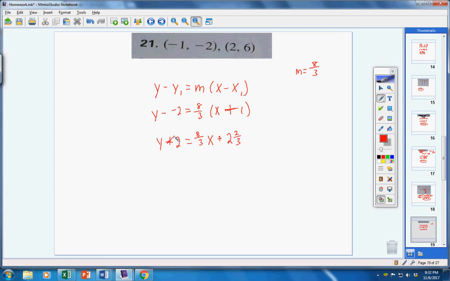Now, bring your 2 over, make it a negative 2, and we're left with y equals 8/3 x, plus 2 and 2/3 minus 2, which leaves you with positive 2/3. And that is, students, the correct answer. Okay? Number 23.